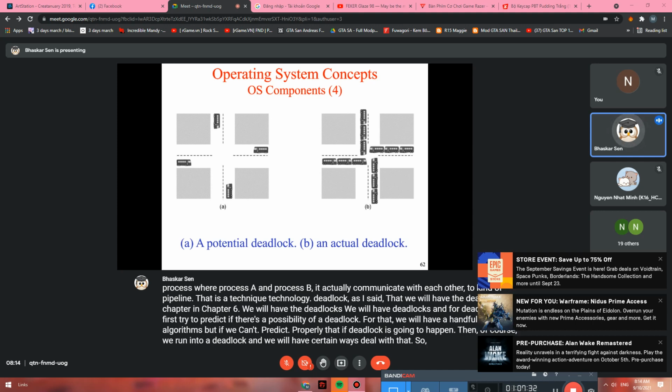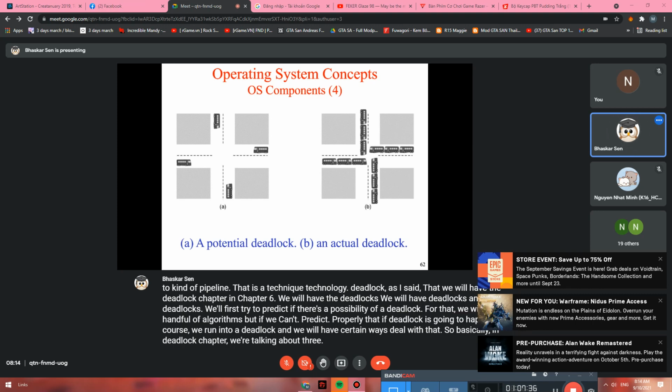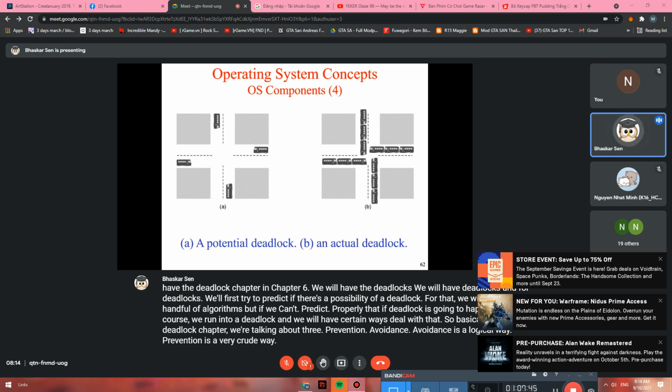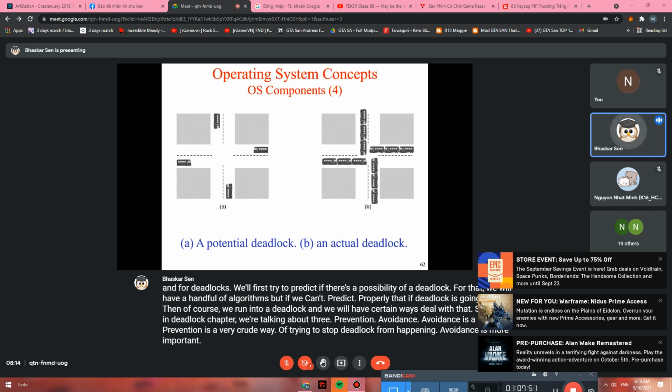So basically in the deadlock chapter, we'll be talking about three things: prevention, avoidance. Avoidance is a logical way. Prevention is a very crude way of trying to stop deadlock from happening. Avoidance is more important. We will have algorithms for that. If these two things fail, then you run into deadlock.